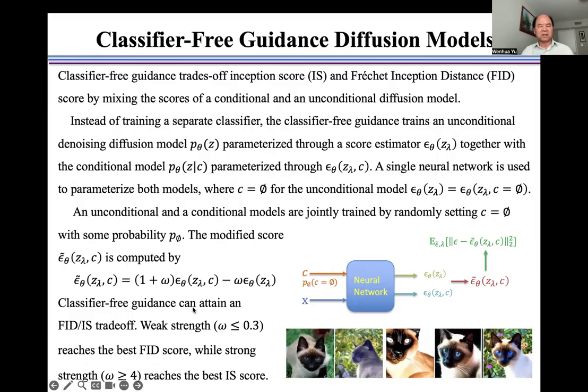Classifier-free guidance can attain a FID and IS tradeoff. Weak strength reaches the best FID score, while strong strength reaches the best IS score. Here are some samples generated by using classifier-free guidance diffusion model.